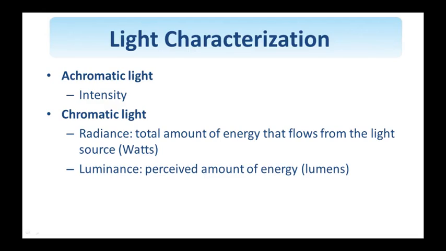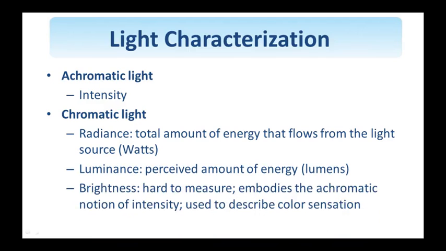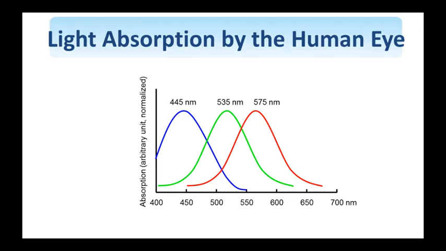So, for example, if energy is emitted in the far infrared region, it might have a lot of energy, a lot of radiance, but it is hardly perceived by the viewer, and therefore its luminance is 0. And it's also characterized by brightness. This is hard to measure, and it includes the achromatic notion of intensity, and by and large, brightness is used to describe color sensation.